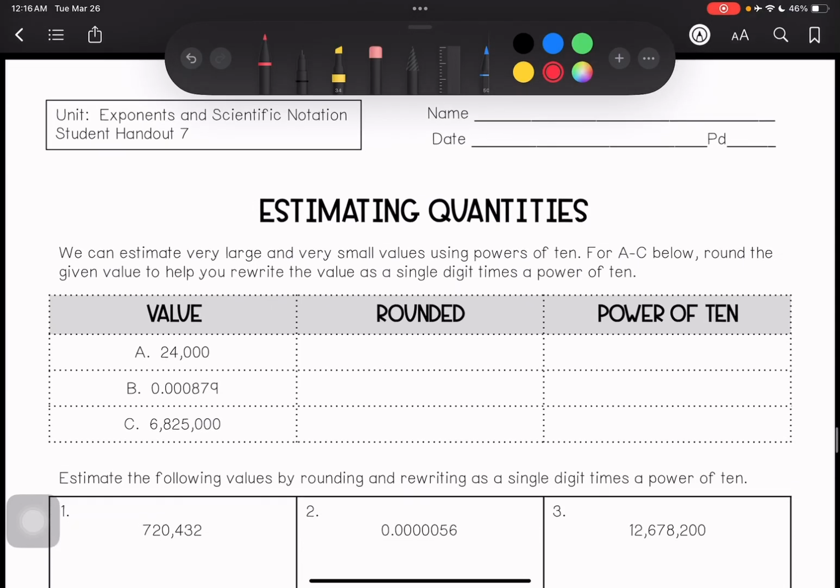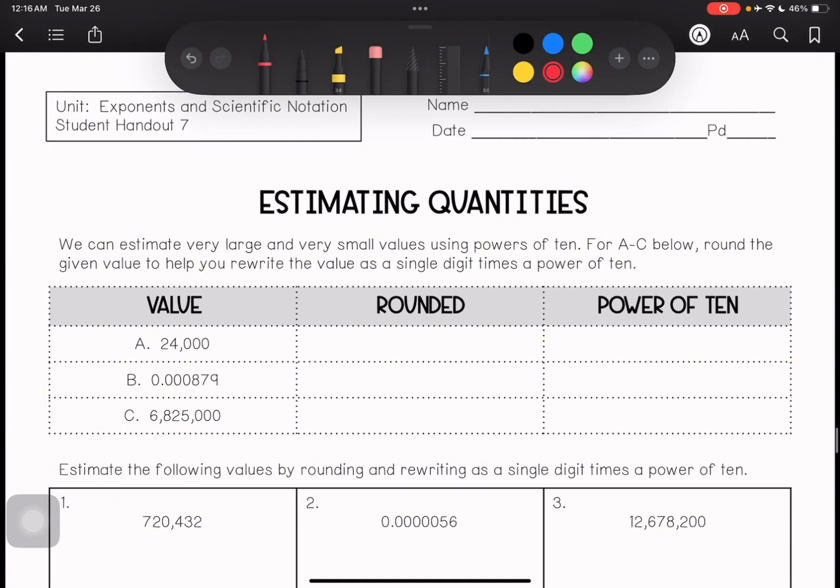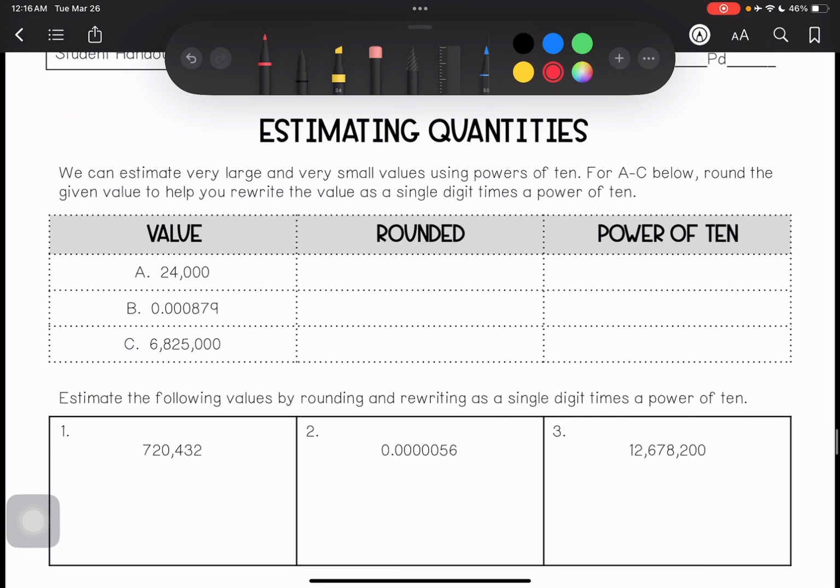So handout number 7, exponents with scientific notation. Here we're estimating quantities. Now, what I want you to understand about estimation is that an estimate is an approximate value. It's not the exact same value. It's approximate. So we're estimating very large and very small values using powers of 10.